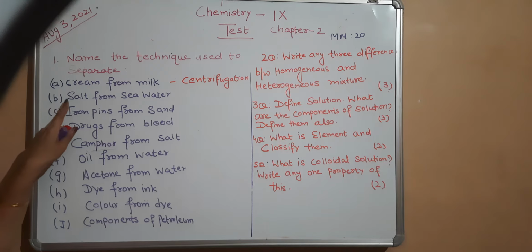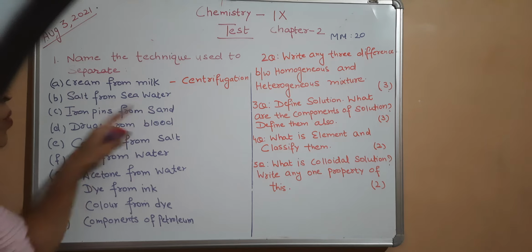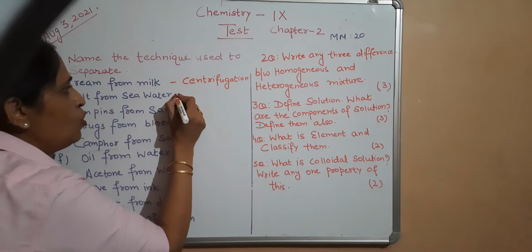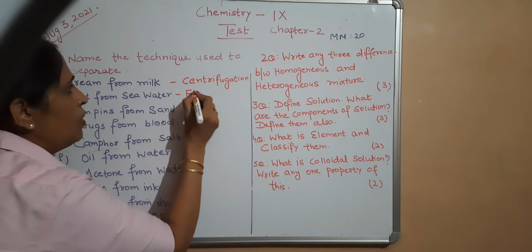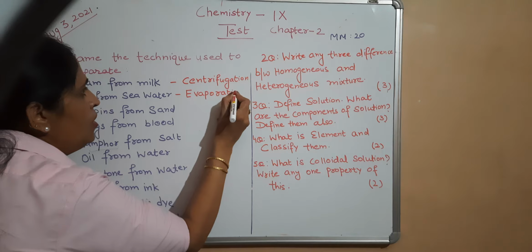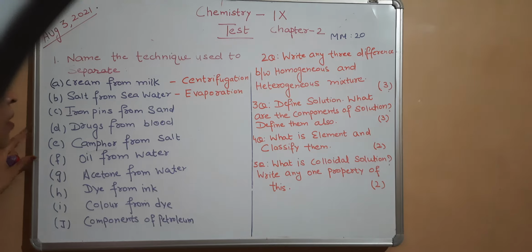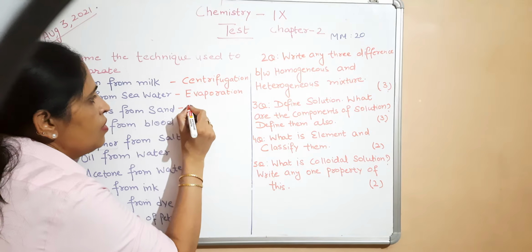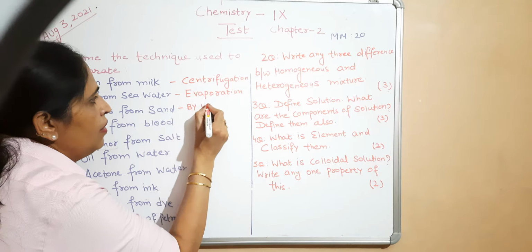Second one is the technique used to separate salt from seawater. Which is the technique that is used to separate salt from seawater? That is evaporation. Iron pins from the sand: by using a magnet we can separate iron pins from the sand, or by sieving we can also do this.